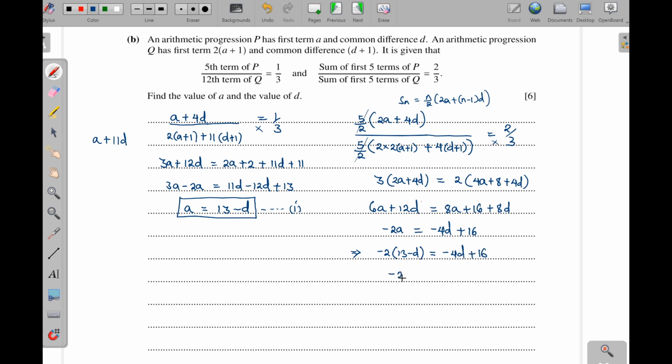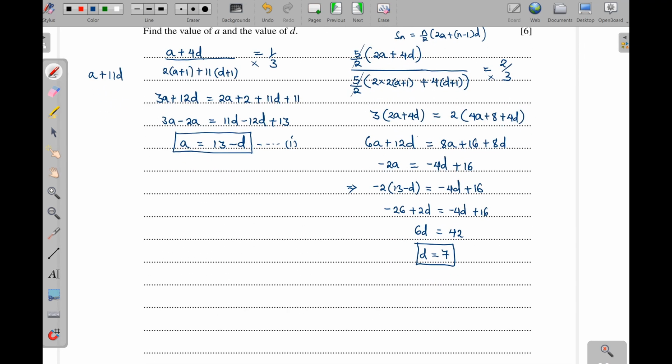And then from here, we shall get negative 26 when we open the brackets, then plus 2d, and it's equal to negative 4d plus the 16. So bring this 4d this way, it will add to the 2d, and then we get 6d. Then when this one comes and adds onto this, 16 plus 26, that will be a 42, not so? So meaning d, when you divide all through by 6, d will be a 7. And then if d is a 7, then what is a? So therefore, our a is going to be equal to 13 minus the 7, which gives us a 6. And that is that.